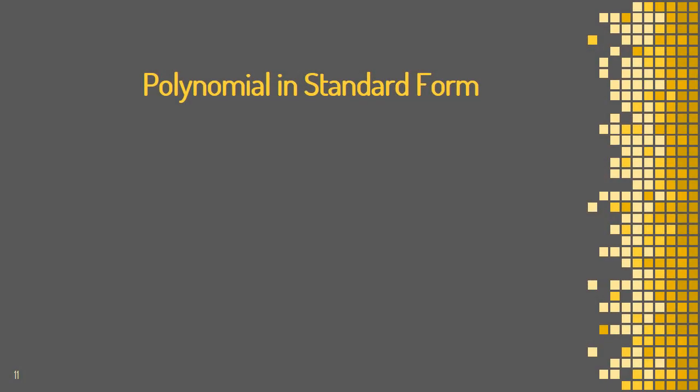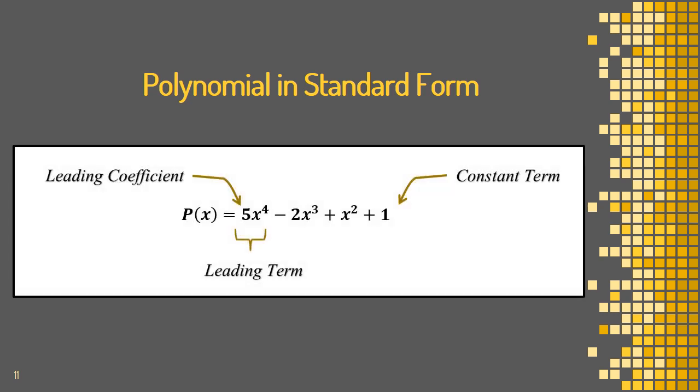An example of a polynomial function in standard form is given in the picture. We have p of x is equal to 5x raised to 4 minus 2x cubed plus x squared plus 1. The leading term of a polynomial function is the term of the polynomial which has the highest exponent. In this example, we have 5x raised to 4.